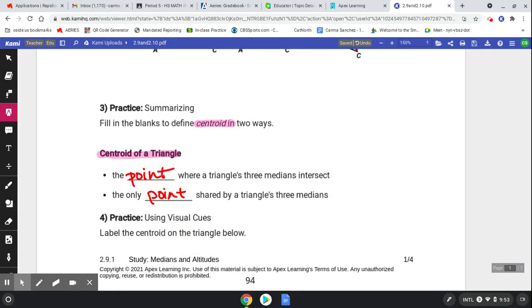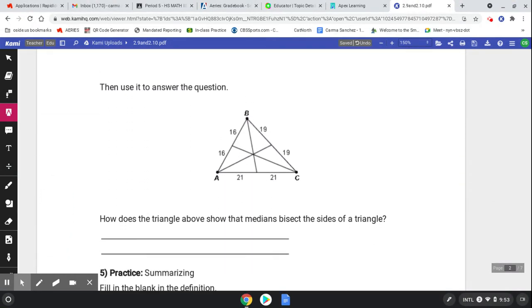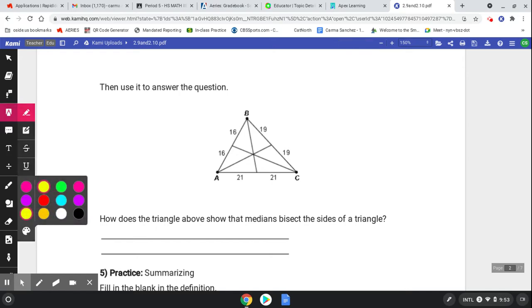Again, feel free to pause this video if you're handwriting this in your notebook and you need more time. If you're doing it on Kami or in the big book with me, then you are able to keep up. So use this image to answer the following question. How does the triangle above show that the medians bisect the sides of a triangle? Here's my median, here's my median, and here's my median. How do we know it bisects?